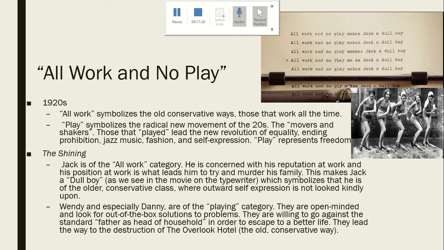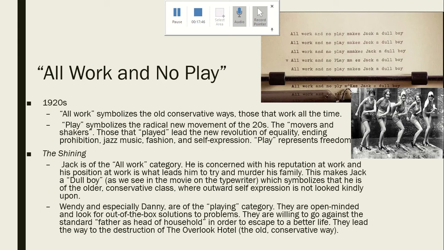He's seen as the old conservative type in the 1920s. He's concerned most with his reputation at work and is obsessed with his work, so much so that when he realizes that his family does not agree with him on this, as they are of the playing category, he tries to murder them. This work makes Jack a dull boy, in quotes, as stated in the movie, which means he is of the older, dull, in quotes, conservative class.